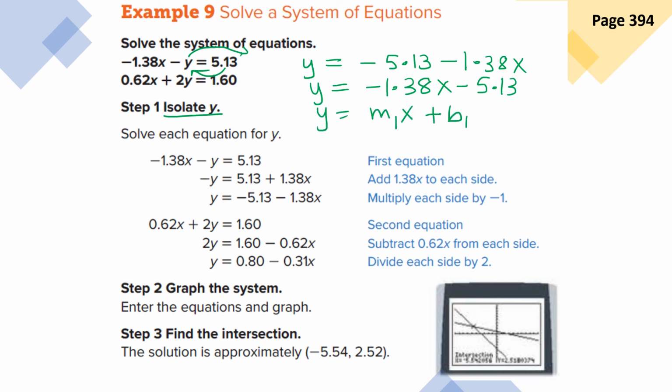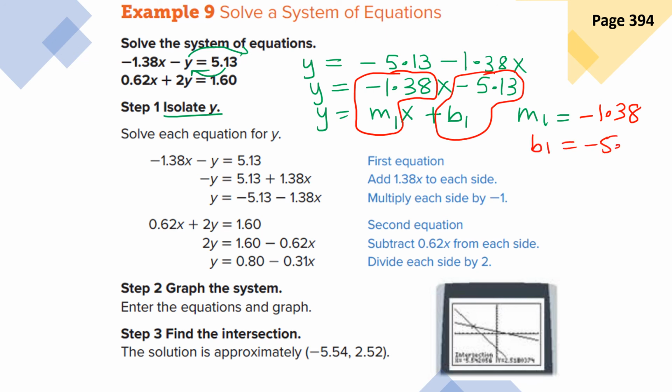How much is m? How much is b? Let's see. If you compare, your m1 or the slope is minus 1.38. Your b1 or the y-intercept is minus 5.13. This is for the first equation. Let's look at the second equation.